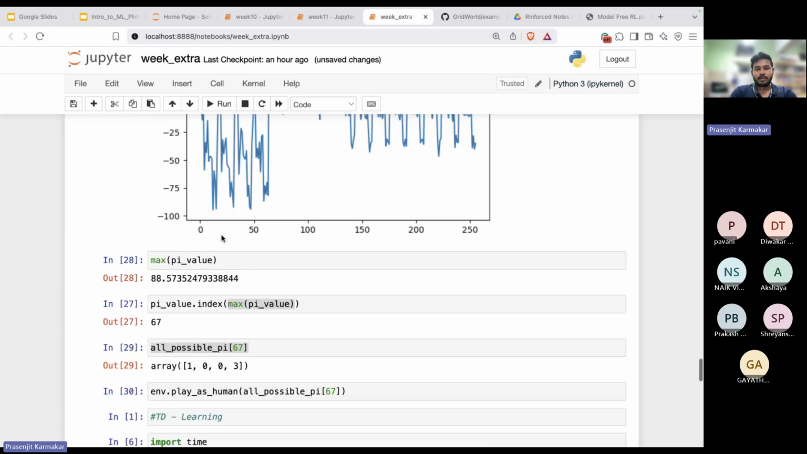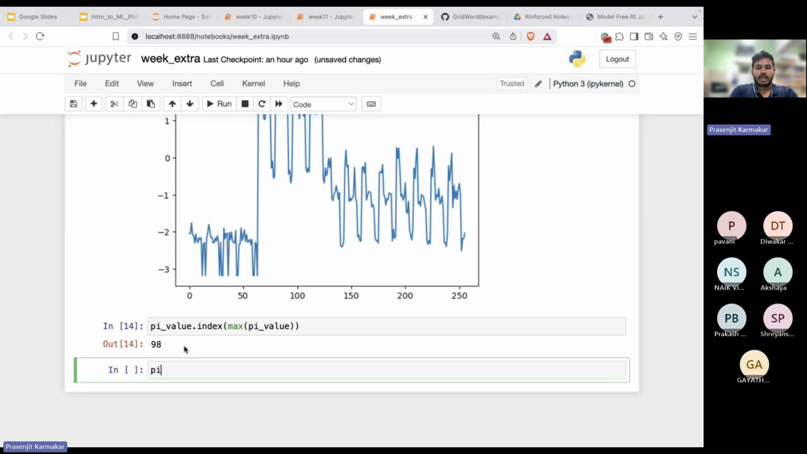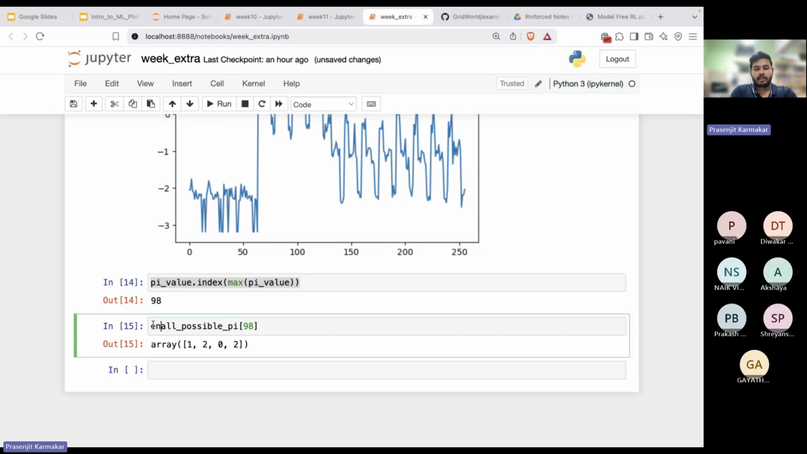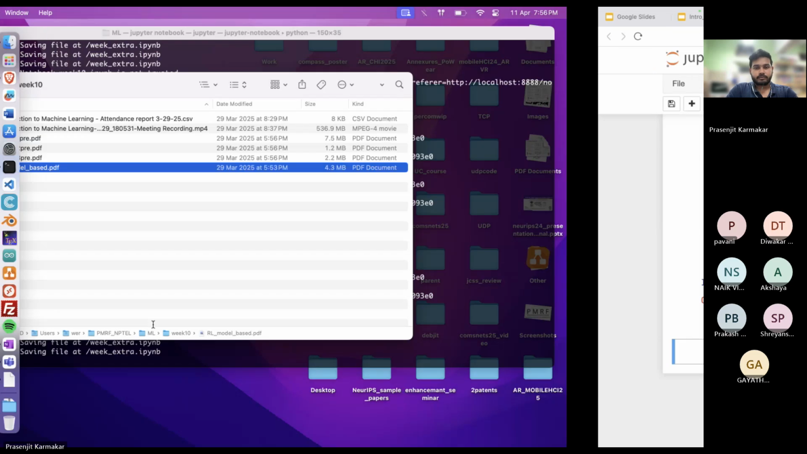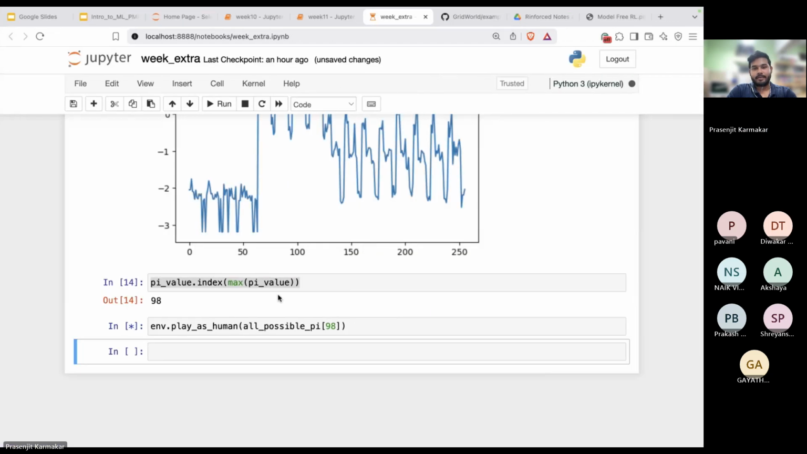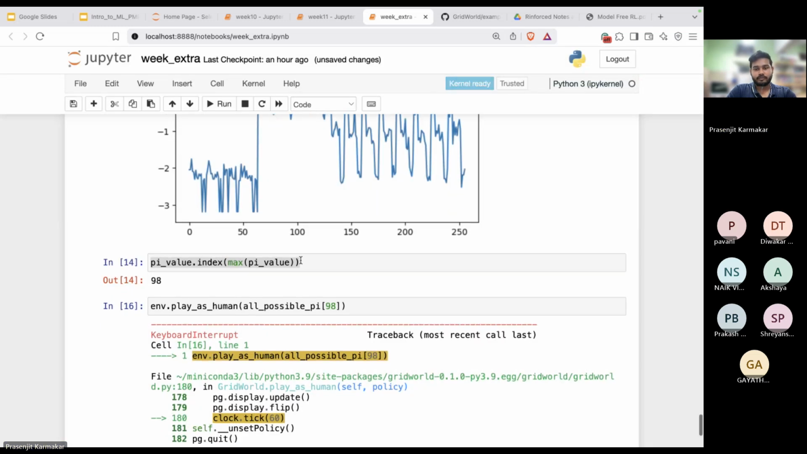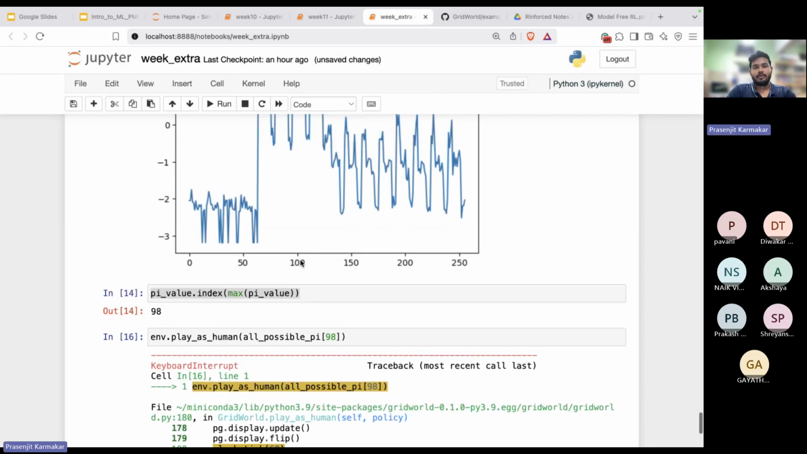So now if I just do the same thing with whichever index has the maximum value, get the policy, all possible policies of the 98th, right? And then just play, add that value, play as human. Okay, it represents the exact same policy. Go down, go right. Okay. Now you get the kind of overall idea how these things work.